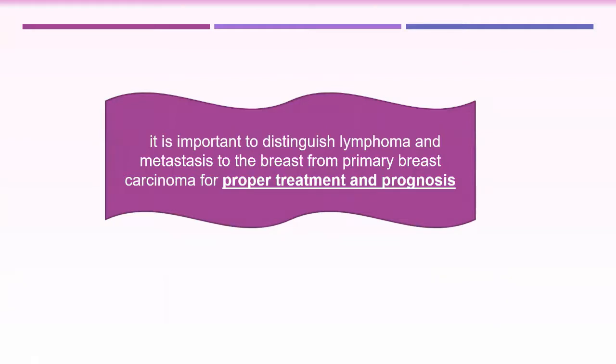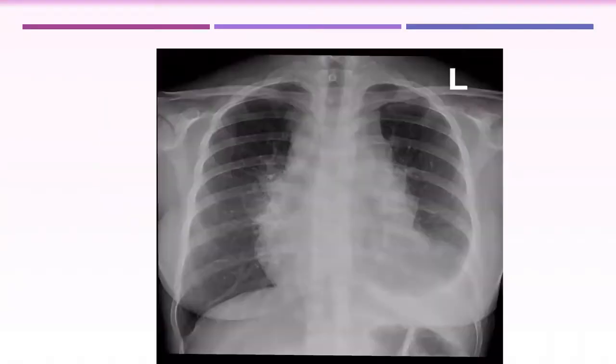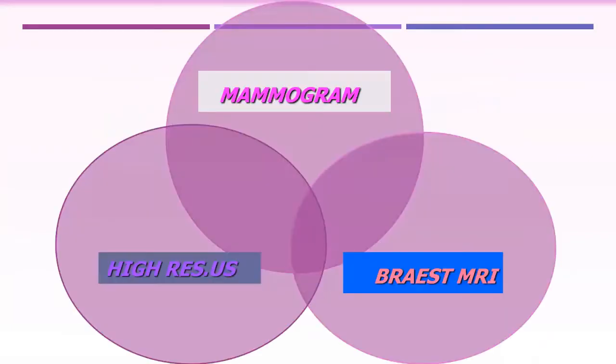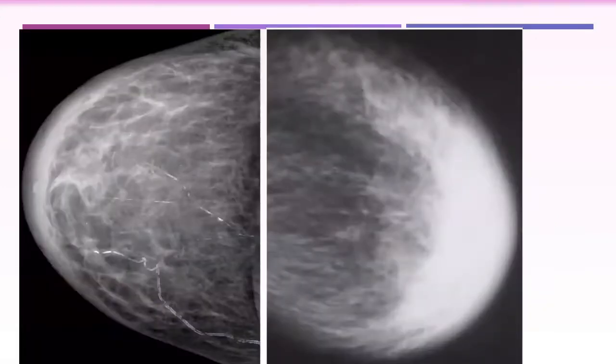So it is important to distinguish lymphoma and metastasis from primary breast cancer. Why? Why is it important? Because it will affect the management of the patient. Excellent. Because it will affect proper treatment and prognosis is different. We have to differentiate primary carcinoma from other types of carcinoma.